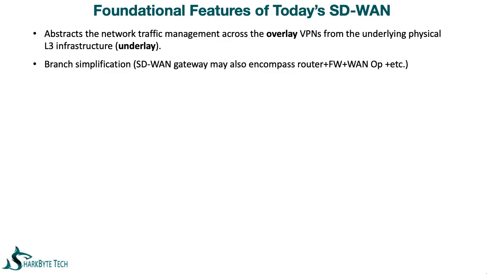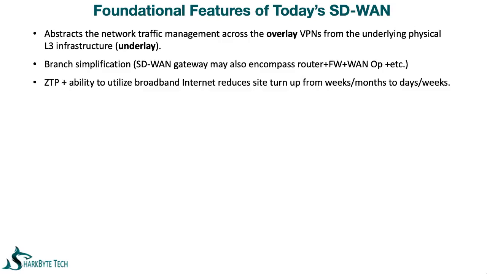Branch simplification simply means that we achieve simplicity, economies, and ease of management by incorporating as many functions as possible into the SD-WAN gateway. At a minimum, convergence usually means the SD-WAN gateway replaces your branch router, but it also might have WAN optimization capabilities, firewall capabilities, and so on and so forth. So just note that the ability to converge these services varies widely among vendors, and that's definitely something you want to look at closely.